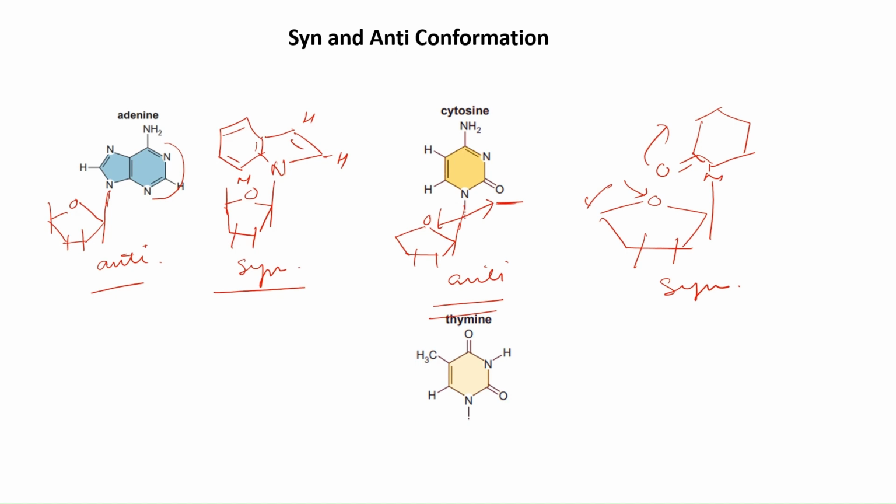Here in thymine also you can see there is an oxygen group. So in case of syn, this oxygen will come just above the oxygen of the ribose sugar. So in case of pyrimidine, whether it is cytosine, thymine, or uracil, even in uracil, oxygen is present in this position. Therefore, purines can be in syn or anti form, but pyrimidines are in the anti form. Same for guanine, because guanine is also a purine, so it can be in syn or anti form.